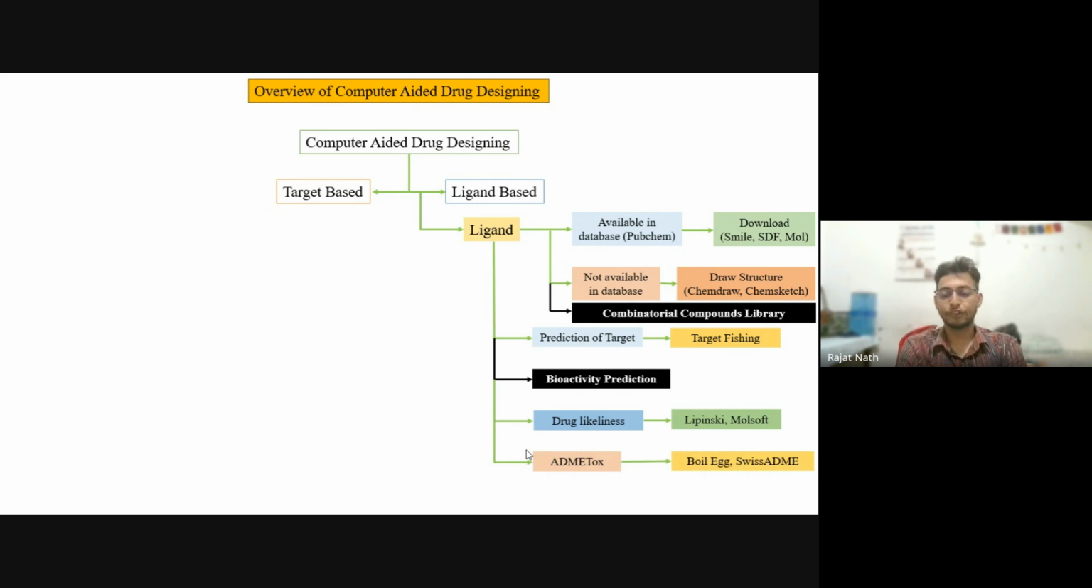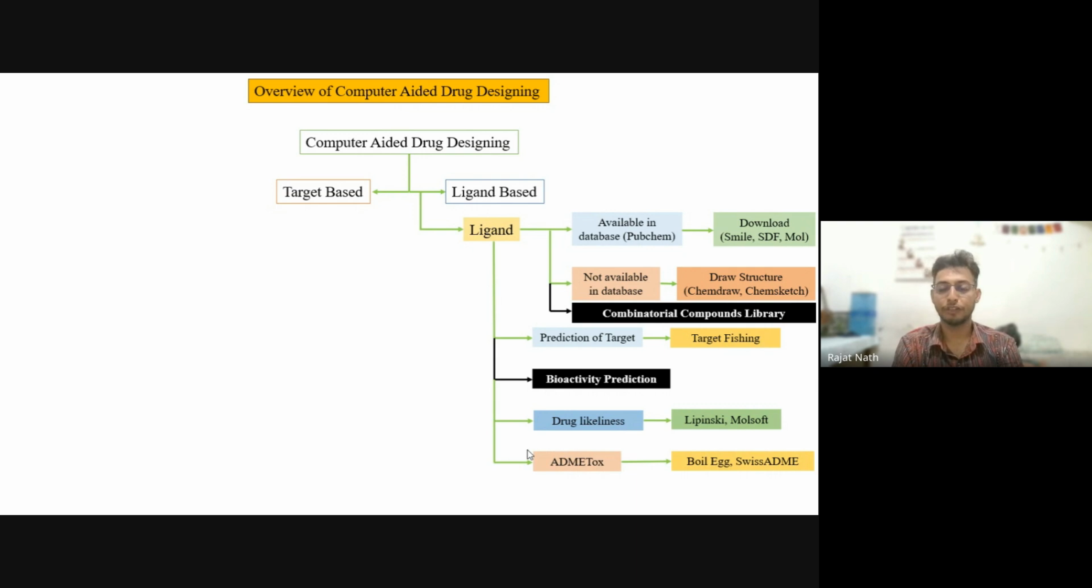Then comes ADMETox. ADMETox means absorption, distribution, metabolism, excretion, and toxicity. So to become a good drug, a ligand should follow all the properties of ADMET or ADMETox. If the compound is not absorbed by our bloodstream, it can't go to the target to show its activity. If the compound is not distributed in our body, then also it may have a problem, because it can't go to our target of interest.